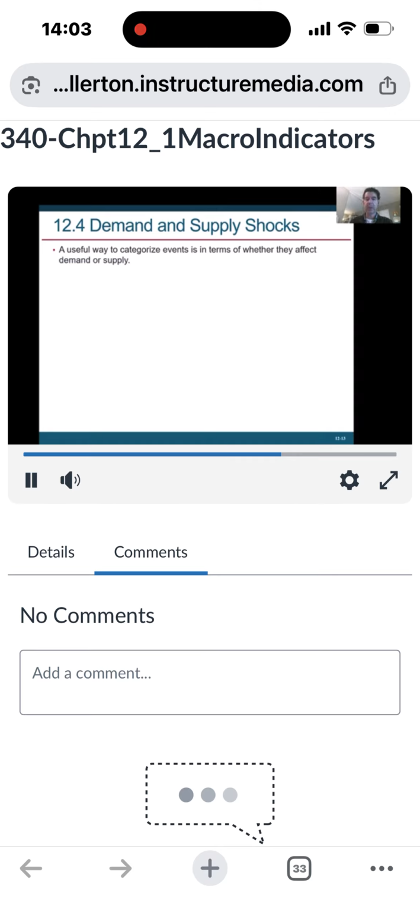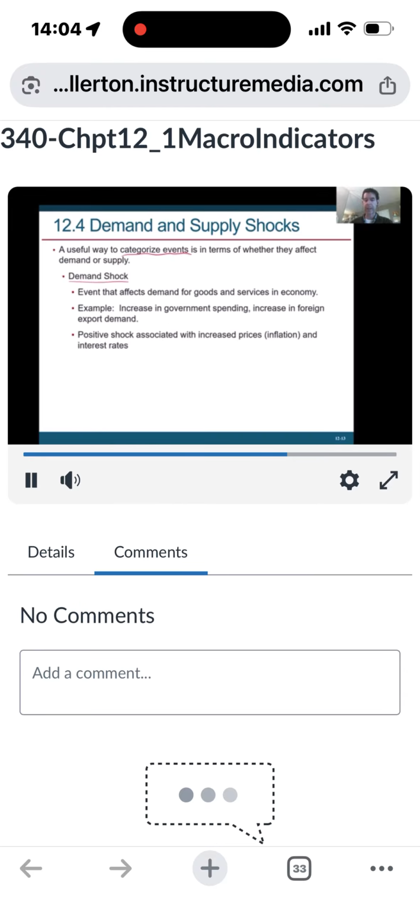Okay, so a useful way to categorize events is in terms of whether they affect demand or supply, and then that'll help us think through the consequence on prices. And again, if we're an investor in general, we're interested whether the price of something is going to go up or down so that we can invest in it. So let's think about that. All right, so we define what's known as a demand shock. What is this? This is something that affects the demand for a product. This is an event that affects demands for goods and services in an economy.